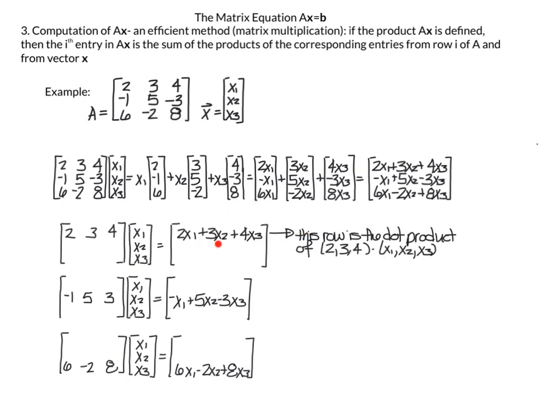For the second entry in AX, we're going to take the second row multiplied by x. So that's minus x1, 5x2, minus 3x3. And then for our third entry, we're going to take the third row times x, which is 6x1, minus 2x2 and 8x3. So this will give us our 3 rows. Also, if you're used to doing matrix multiplication, this is just matrix multiplication.